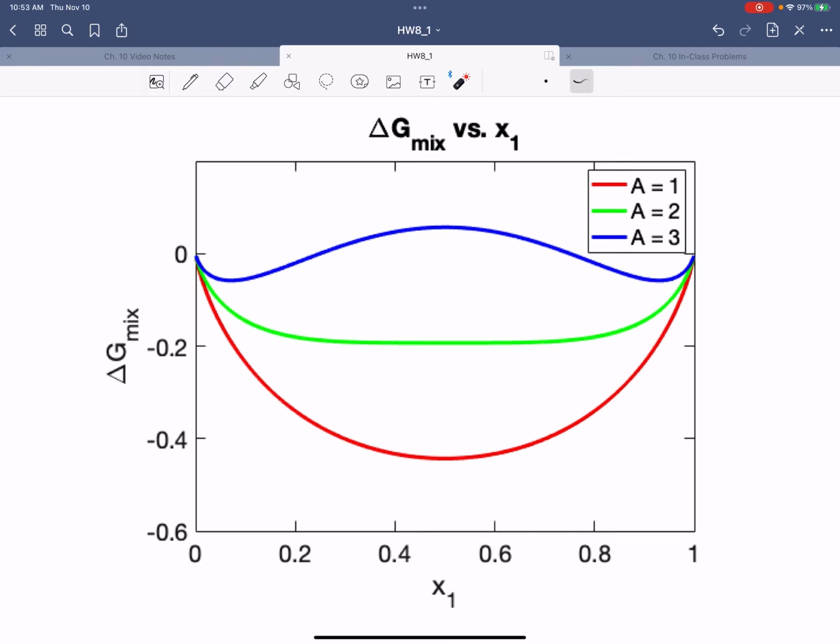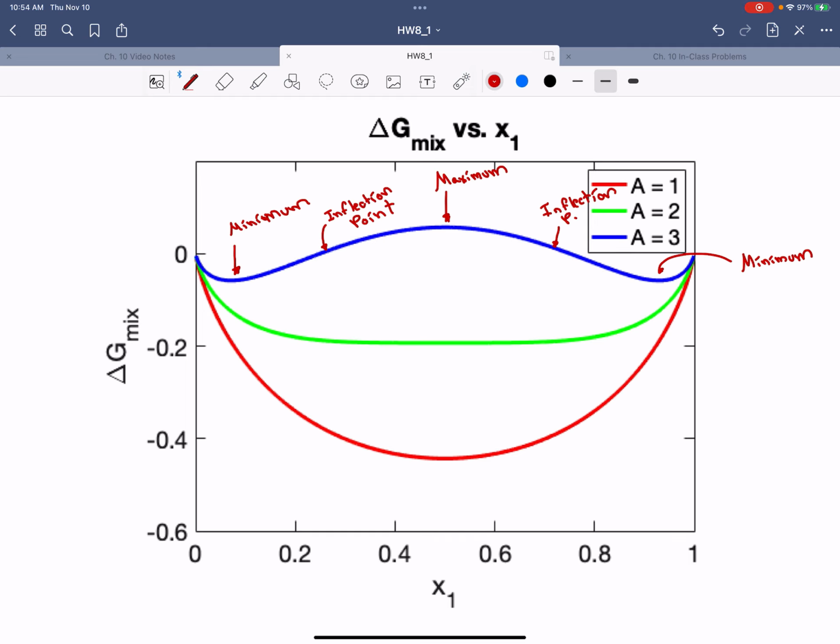Okay? All right, and so essentially what we have now is a concave down shape in the curve. And so when we see a delta G curve like this, I'm going to point out minimum, maximum. And if we go from a minimum to a maximum, that also suggests we have some sort of inflection point here, and also here. Okay.